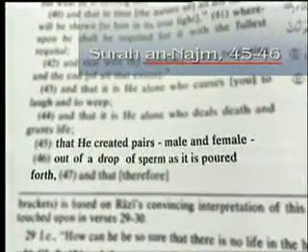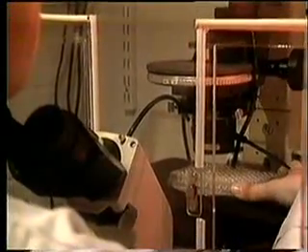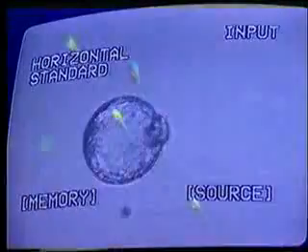That he created pairs, male and female, out of a drop of sperm as it is poured forth. The improving disciplines of genetics and molecular biology have scientifically validated the accuracy of this information given by the Quran. It is now understood that sex is determined by sperm cells coming from the male and that the female has no role in this process.